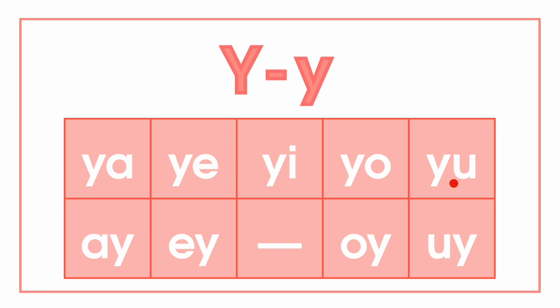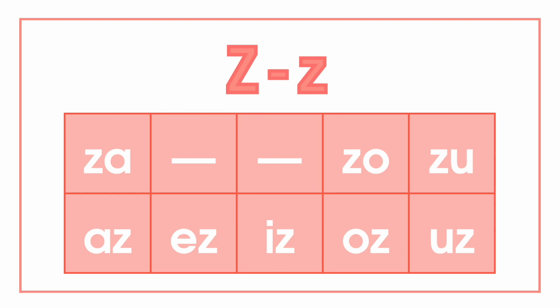But when this sound is on its own or at the end of a word, the Y letter sounds like the Latin I. So we would read these inverse syllables as follows: I, a, oi, uy.